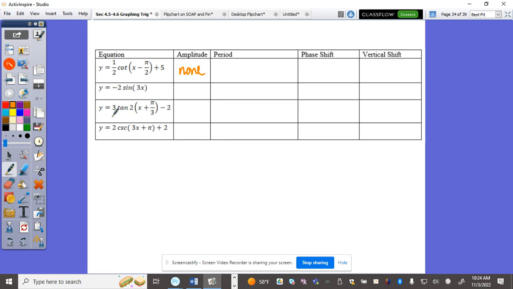For the period, the formula for tangent and cotangent is pi over b. In this case, b is 1, so the period is pi. For the phase shift, we know the negative pi over 2 tells you it's going to shift by pi over 2. I like to check with my kids, for graphing purposes, where they're going to start and where they're going to end. And please remember that cotangent normally starts at 0 and goes up to pi. Technically, that's the parent function for the cotangent.